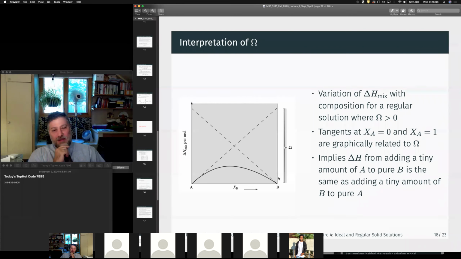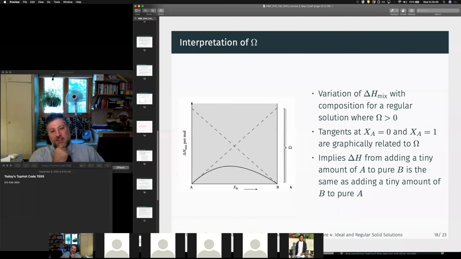But anyway, since this has a symmetry to it, or this should be, man, I'm saying this all wrong. Okay, so the tangents on both of these sides are graphically related to omega in this way. So while it doesn't look like it, this curve in the regular solution model should be a symmetric curve, right?